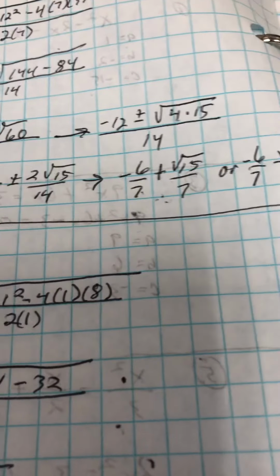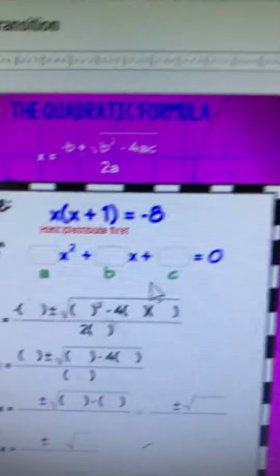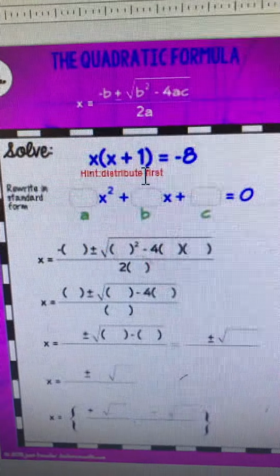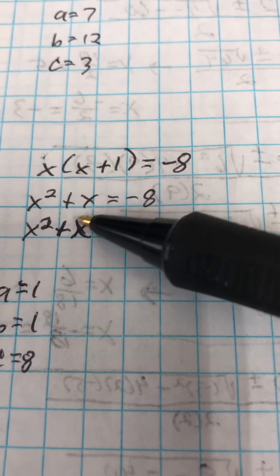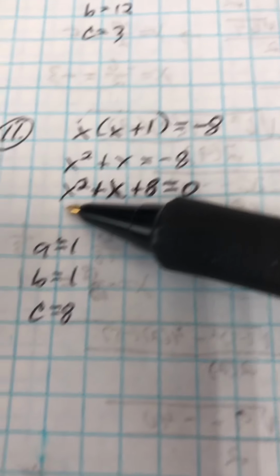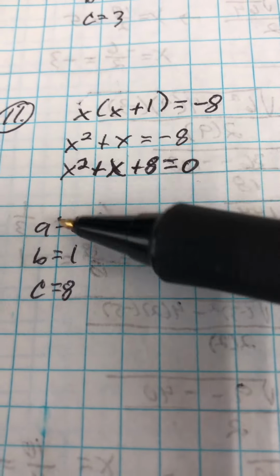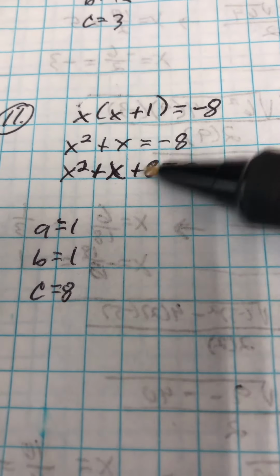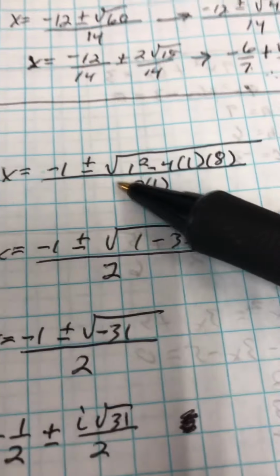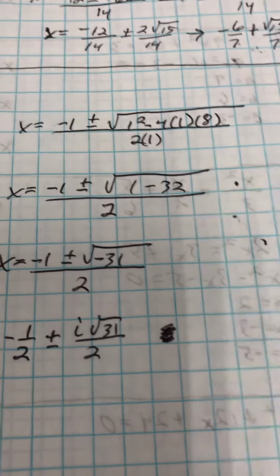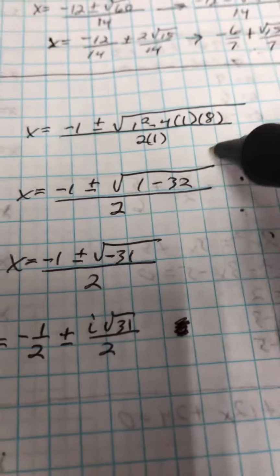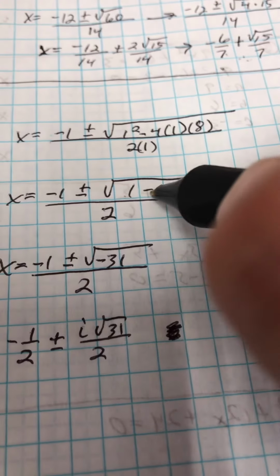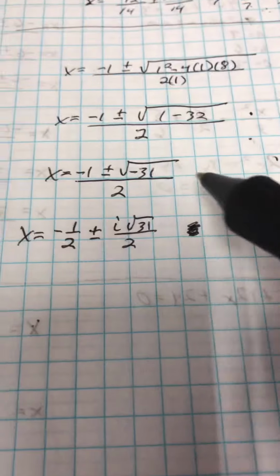And number 11. They even give you a hint to distribute first, and I did that. I distributed the x into the parentheses, so I have x squared plus x equals negative 8. Put it in standard form. My a is 1, my b is 1, and my c is 8. I put my a, b's, and c's where they go into the quadratic formula. I end up with 1 minus 32, which is negative 31.